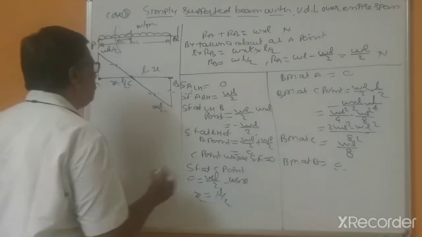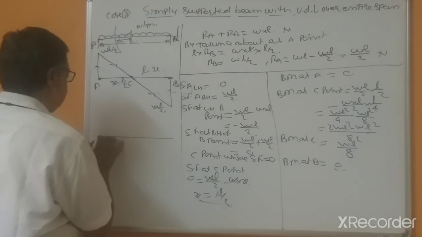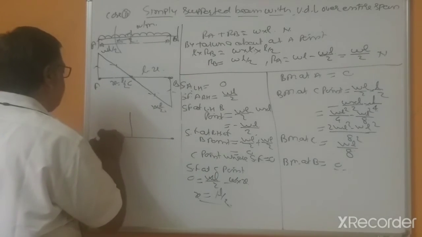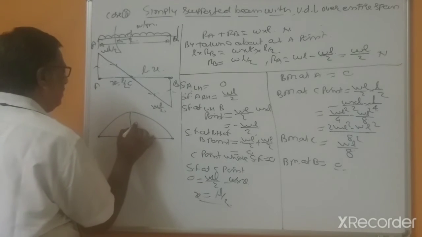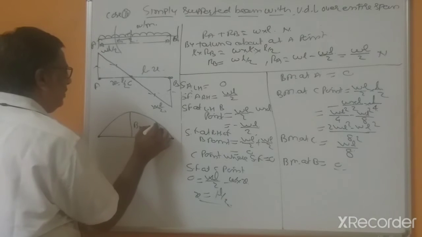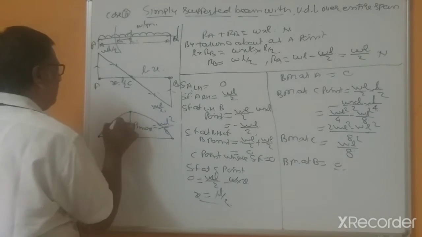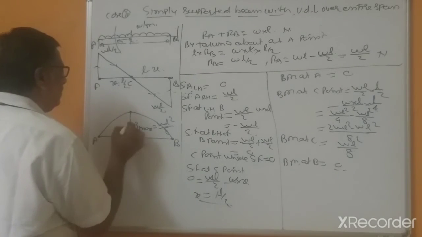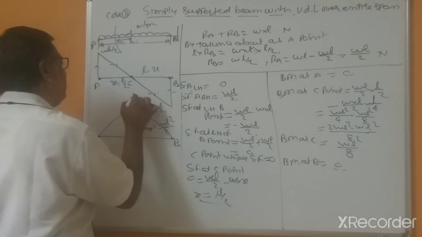So that's why this is maximum bending moment. And this bending moment is the maximum, and the nature of the curve is parabolic, WL square divided by 8. This is A point, this is B point, and this is C point. So this is maximum bending moment.